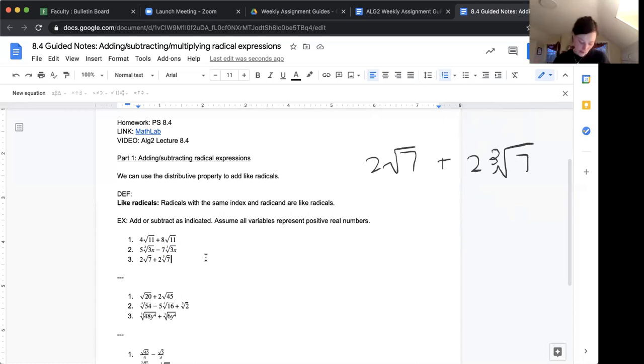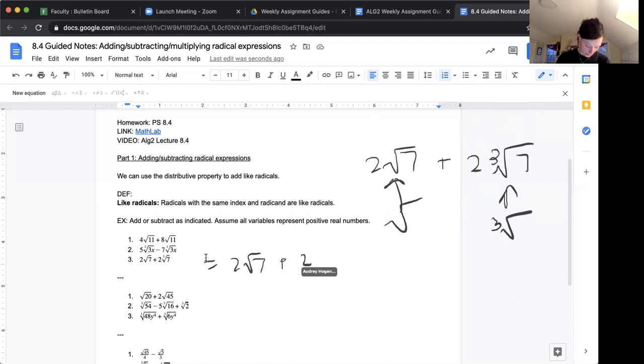Our indexes do not match, right? We have a square root here, and we have a cube root here. And since those are not the same, we cannot do anything. And our final answer would just be 2 square root of 7 plus 2 times cube root of 7. There's no simplification or addition or subtraction that we can do there.